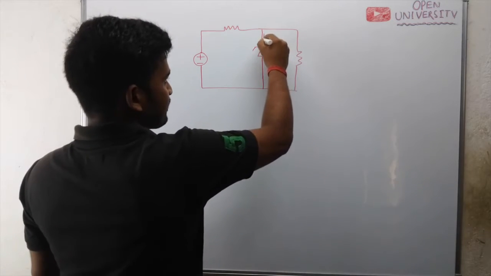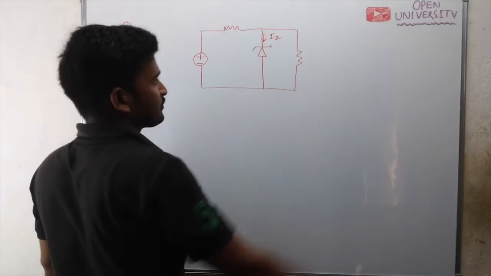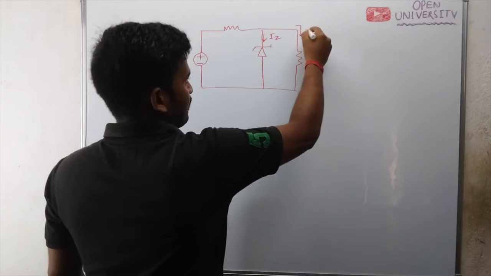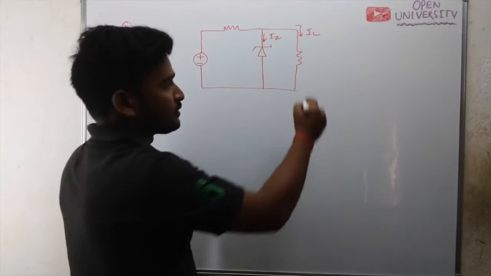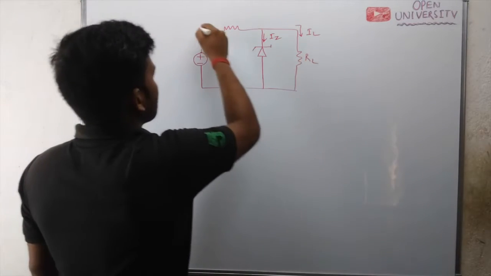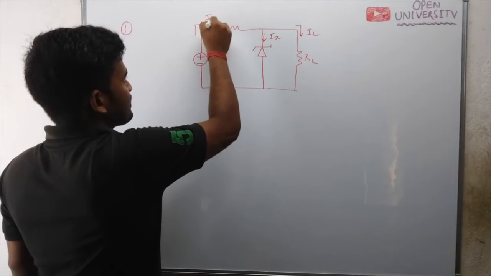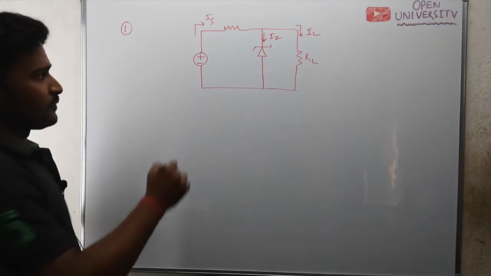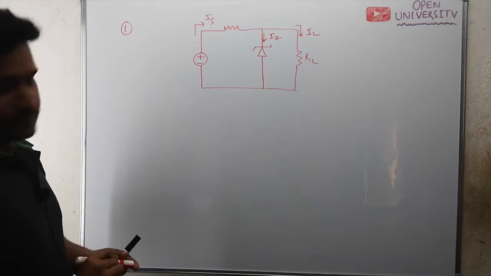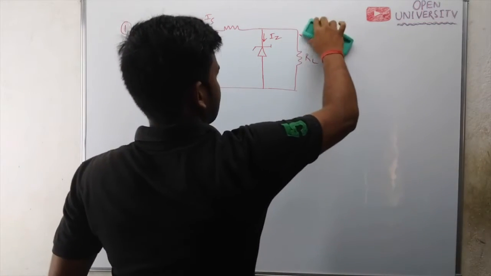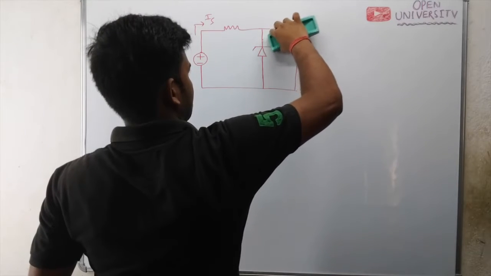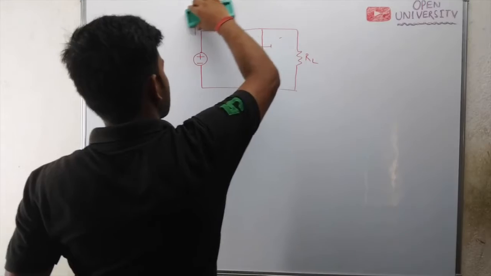This is your IZ, this is your IZ and this is your IL, and this is your RL. This is your IS. The circuit is given like this. No current direction is mentioned.